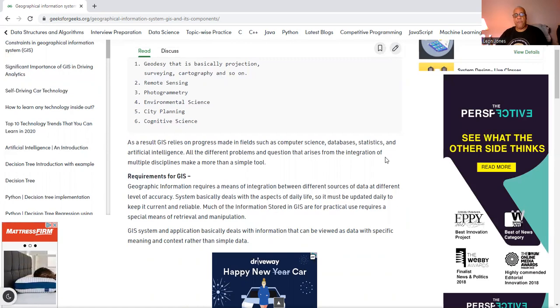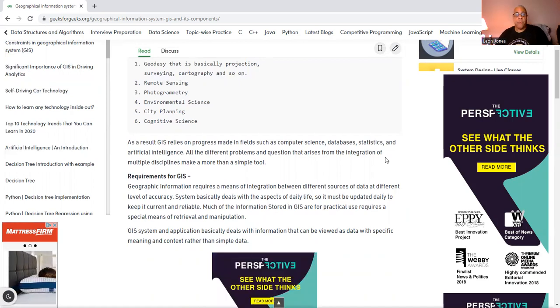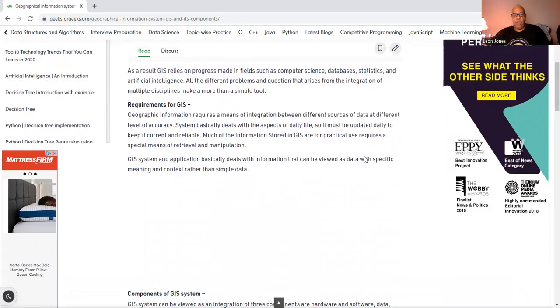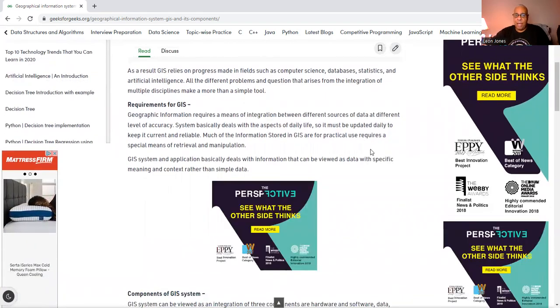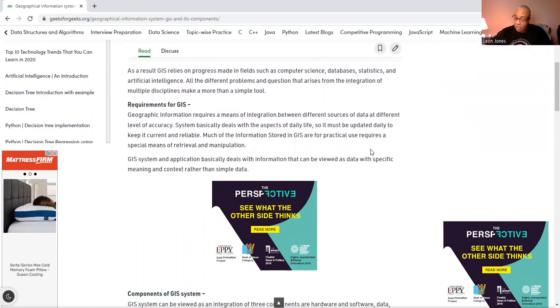Well, geographical information requires a means of integration between different sources of data at different levels of accuracy. The system basically deals with the aspects of daily life, so it must be updated daily to keep it current and reliable. Much of the information stored in GIS is for practical use, and it requires a special means of retrieval and manipulation. GIS systems and applications basically deal with information that can be viewed as data with specific meaning and context rather than simple data.